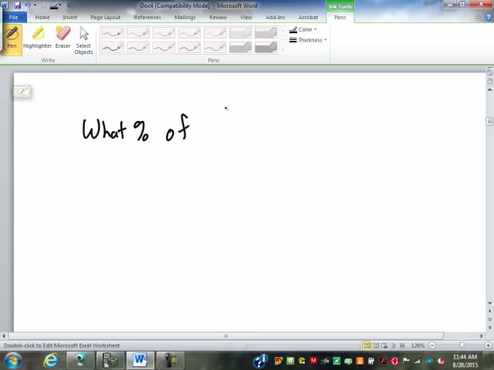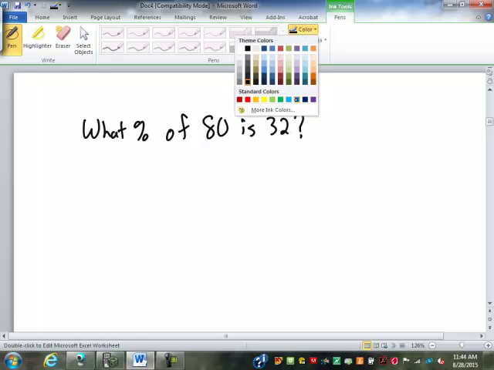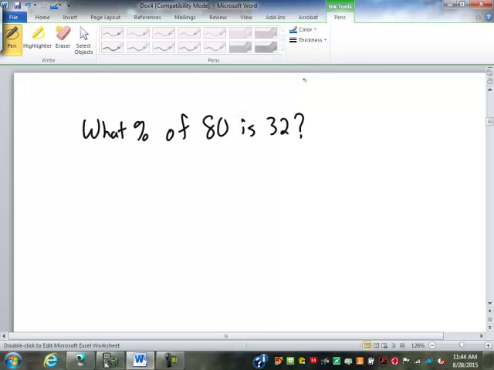We could ask, what percent of 80 is 32? Again, we're missing the percent. So blank over 100. We have the 80 and the 32. Which one matches up with our missing percent? A lot of people are going to say the 32 because it's smaller, right? In this case, that is correct. But it's not just because it's smaller. You got to look at the wording.